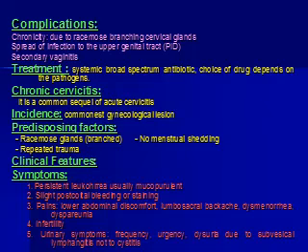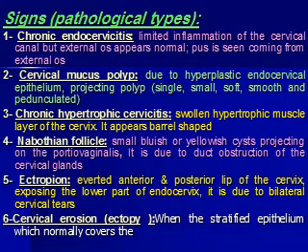Symptoms of chronic cervicitis include persistent leukorrhea, usually mucopurulent, slight postcoital bleeding or staining, lower abdominal discomfort, lumbosacral backache, dysmenorrhea, and dyspareunia, inability to conceive, and some urinary symptoms. Signs or the pathological types of chronic cervicitis are chronic endocervicitis, cervical mucus polyp, chronic hypertrophic cervicitis, Nabothian follicle, ectropion, cervical ectropion.